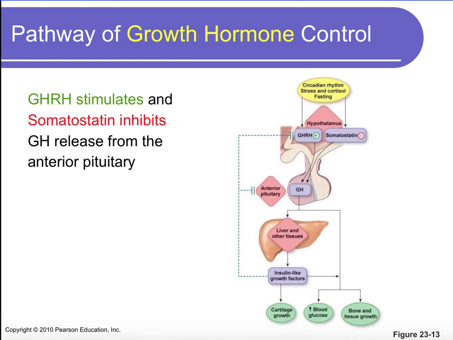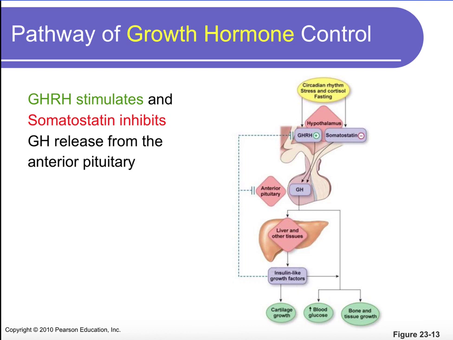So notice this is different than the release of cortisol or thyroid hormone. We actually have two separate hormones from the hypothalamus that can either stimulate or inhibit the release of growth hormone. Another thing that's different about growth hormone is it is directly released by the anterior pituitary. There isn't some other organ that the tropic hormone from the anterior pituitary has to go to in order to release the final hormone. Growth hormone will stimulate growth of bones and tissues. It'll increase blood glucose. It can also cause the liver and other tissues to release another hormone called IGF, which is insulin-like growth factor.